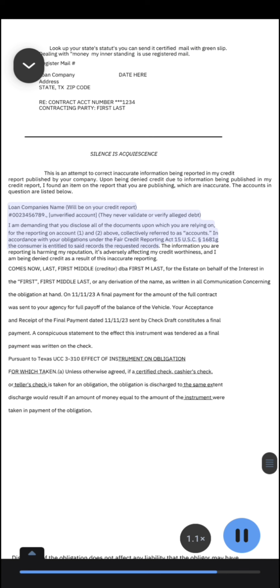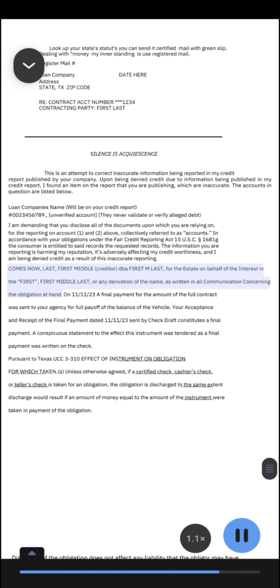I am demanding that you disclose all of the documents upon which you are relying for the reporting on accounts 1 and 2 above, collectively referred to as accounts. In accordance with your obligations under the Fair Credit Reporting Act, 15 U.S.C. Section 1681g, the consumer is entitled to the requested records. The information you are reporting is harming my reputation, it is adversely affecting my creditworthiness, and I am being denied credit as a result of this inaccurate reporting.